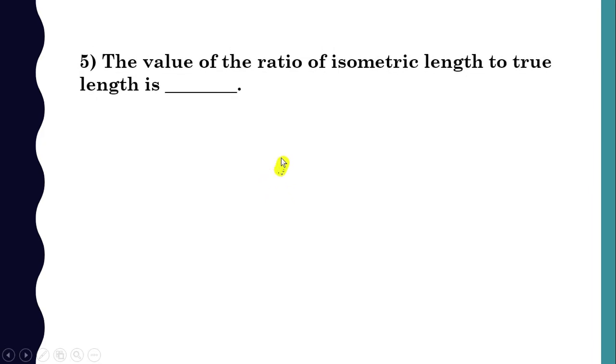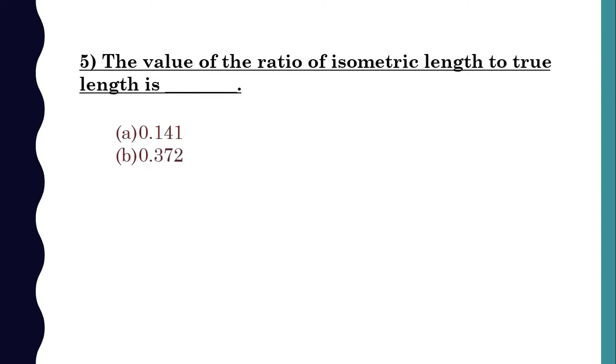Next MCQ number 5. The value of the ratio of isometric length to true length is, options are 0.141, 0.372, 0.815, 0.642.